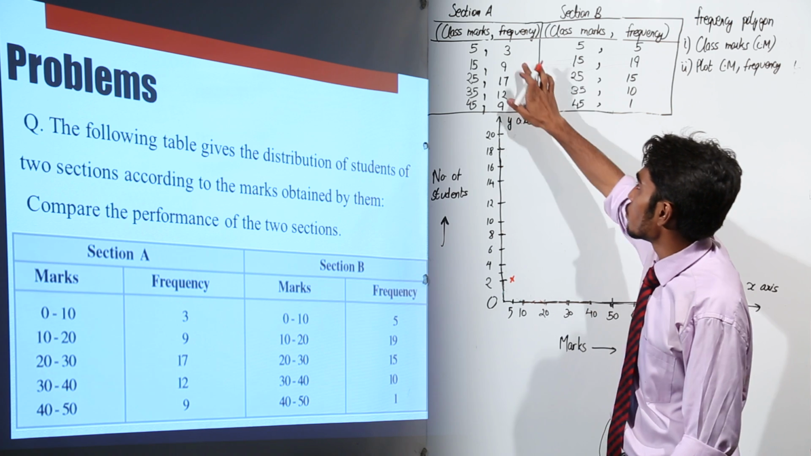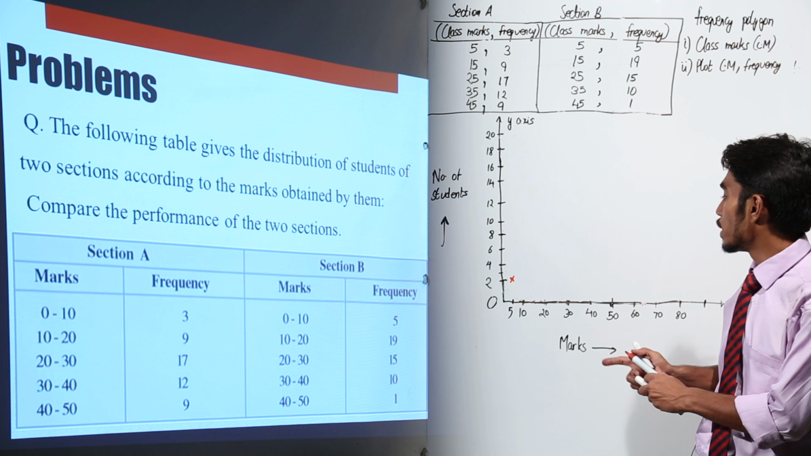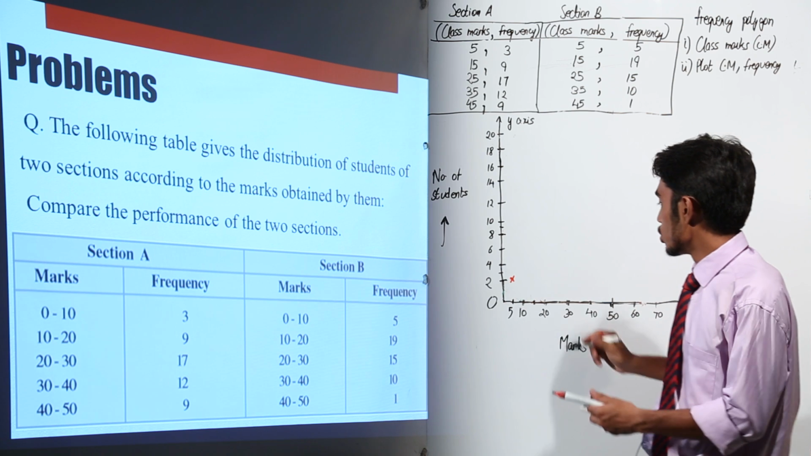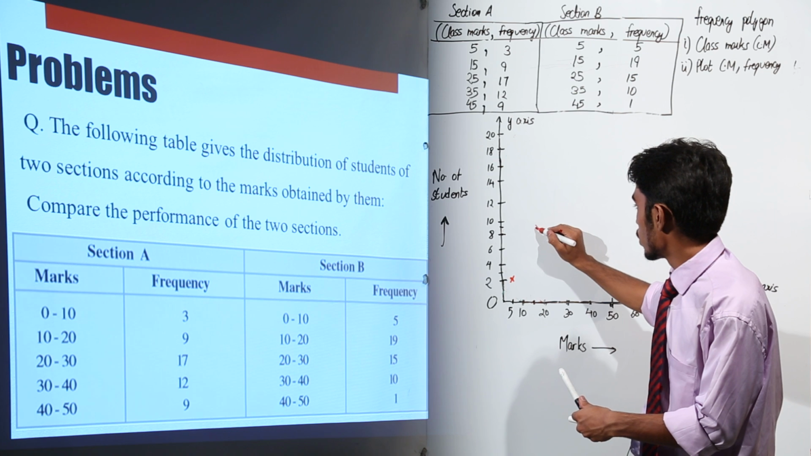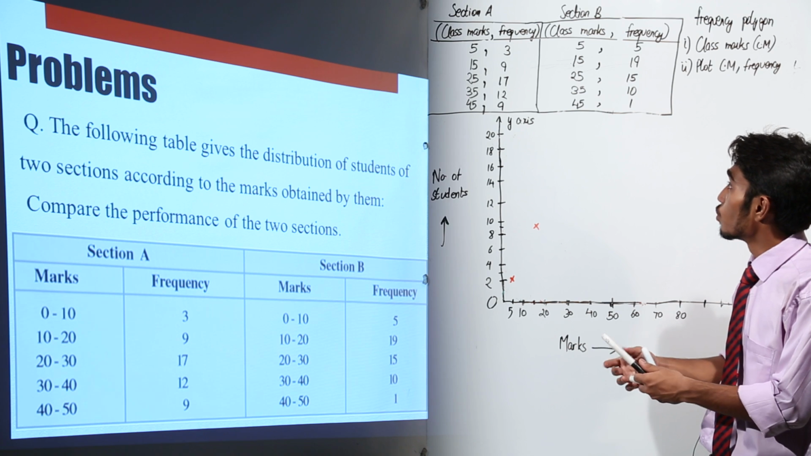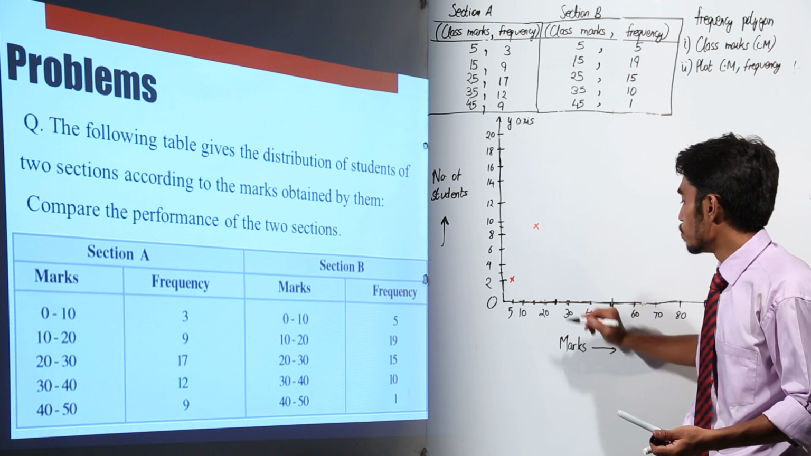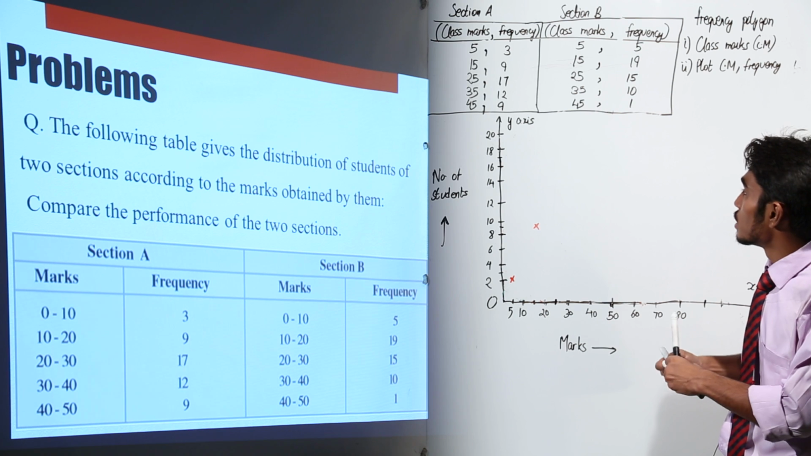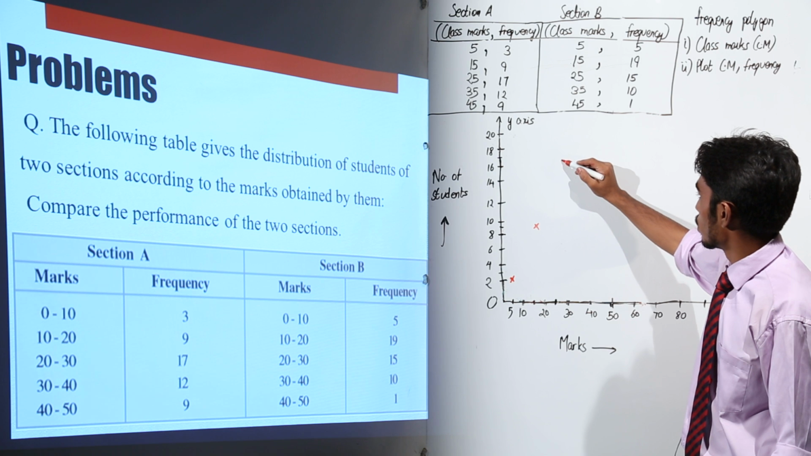The next point would be 15 comma 9. Now 15 will lie somewhere in between 10 and 20, and 9 will lie somewhere here between 8 and 10. So 15 comma 9 will be somewhere here. The next point is 25 comma 17. 25 will lie here between 20 and 30, and 17 will lie between 16 and 18. So 25 comma 17 will be somewhere here.